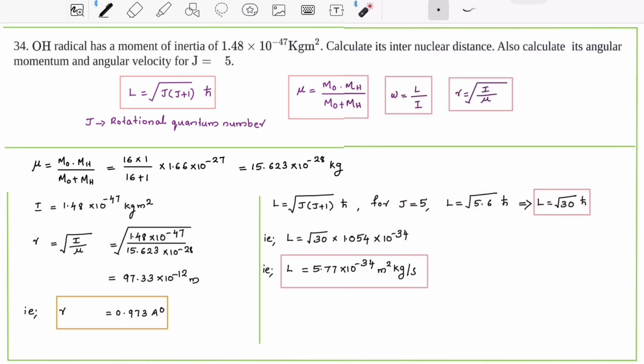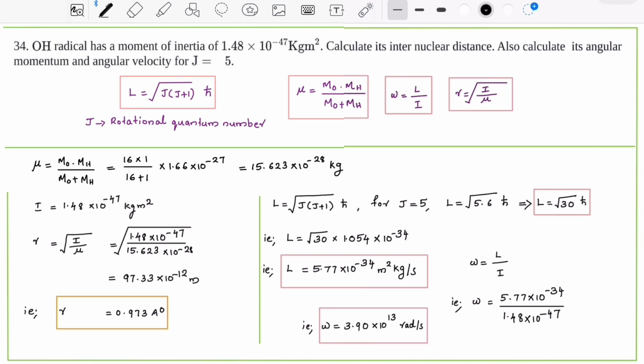Now let us find out the angular velocity omega. That is equal to L by I. We have found out L, we know what is I. Therefore omega is equal to L by I, that is 5.77 into 10 raised to minus 34 divided by I, which is 1.48 into 10 raised to minus 47. That is the angular velocity is 3.90 into 10 raised to minus 13 radian per second.